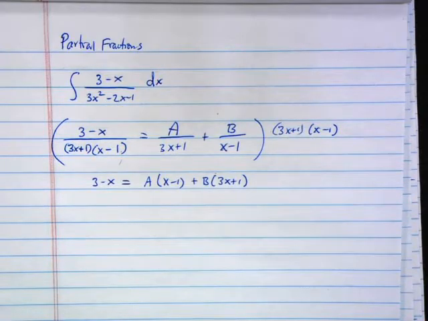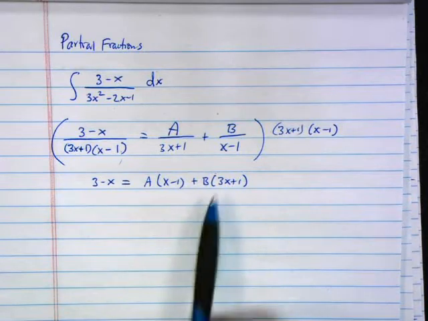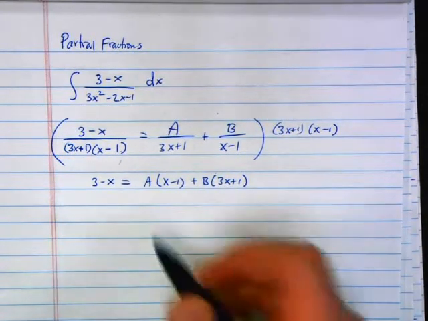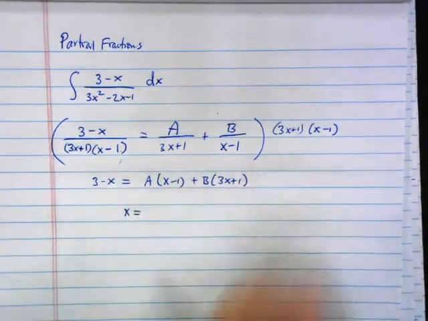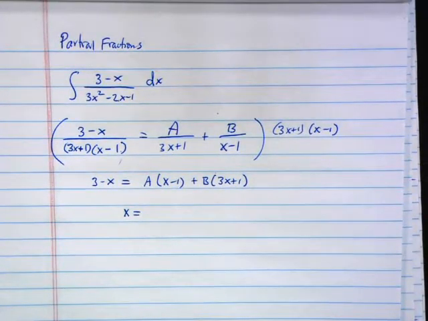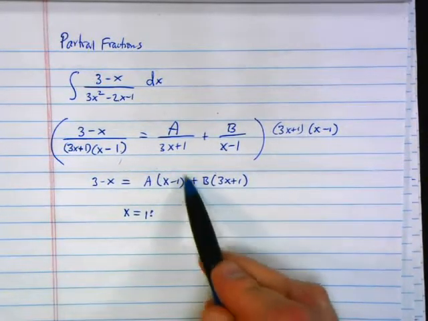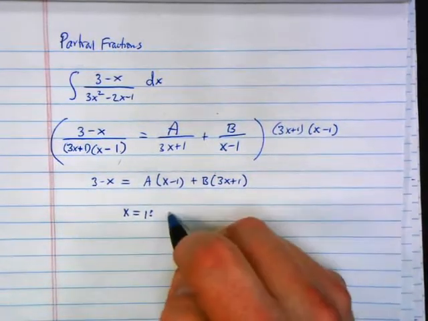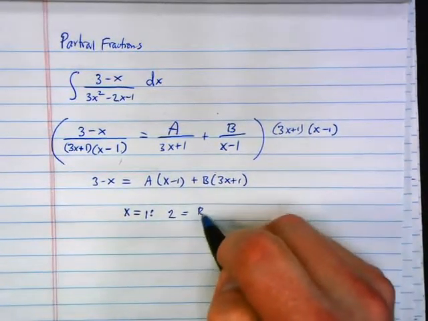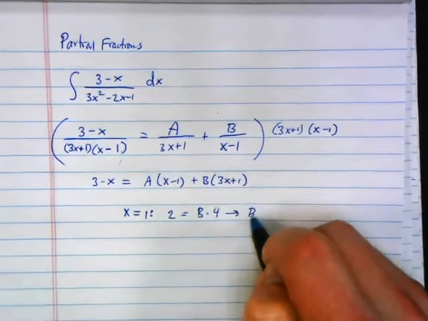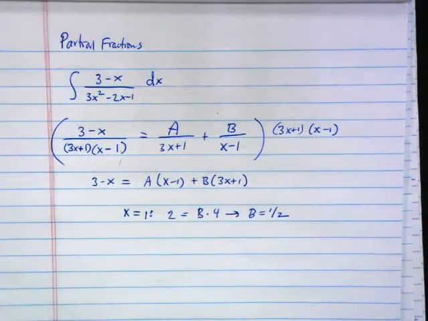The book then went through a process of multiplying the A and the B through, coming up with a system of equations, solving a system of equations, but I showed you a shortcut. What was the shortcut? Pick a number that you like. And which number do you like? 1. You definitely like the number 1, because when you plug 1 in, it makes this part equal 0. So you plug 1 in, you have 3 minus 1, that's 2, equals B times 4. So B is a half.